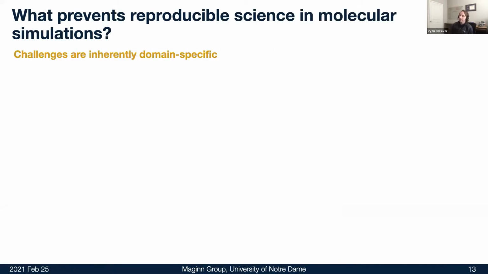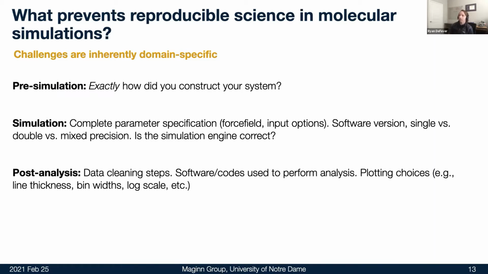So transitioning back to molecular simulations, what makes reproducibility difficult in molecular simulations? The challenges are going to be inherently domain specific, but I would argue broadly speaking, you can break them down into a few categories. Pre-simulation, this comes down to exactly how did you construct your system from the point that you sat down at your computer to the point that you had a system that you're inputting into a simulation. What did you do? When you run the simulation, what parameters did you use? Force field options, input options.